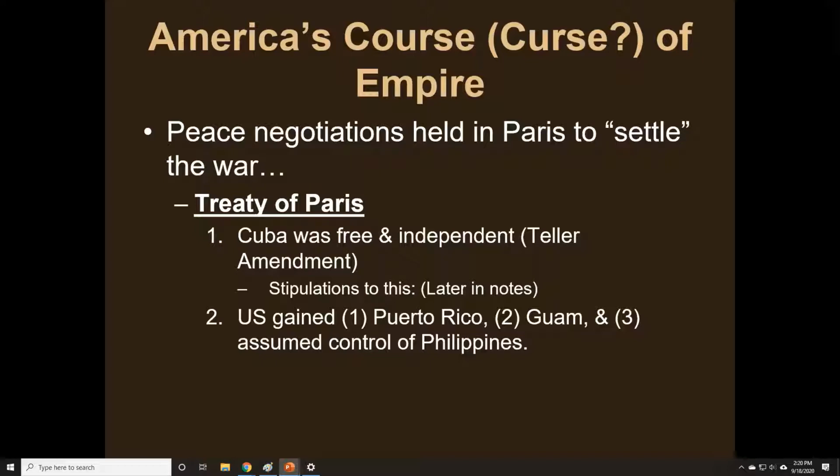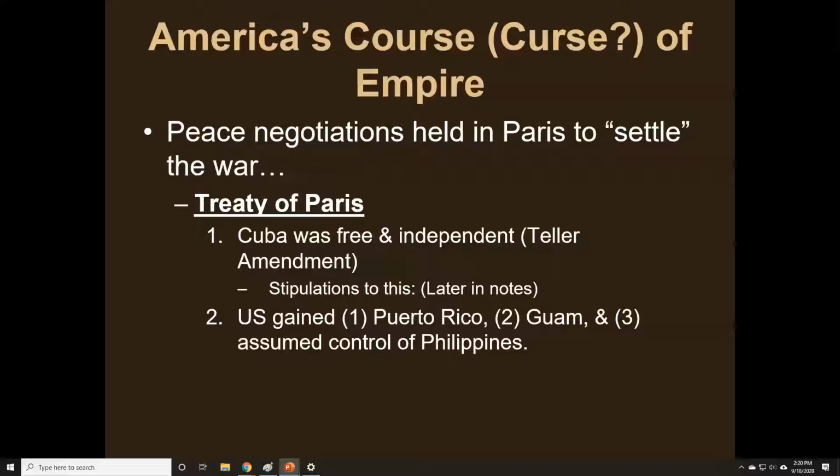So jumping right in with the conclusion of the Spanish-American War in August of 1898, peace negotiations took place between the United States and Spain in Paris. And so the agreement that was reached at the conclusion of these negotiations was called the Treaty of Paris. And we'll have a couple of Treaty of Parises as we go through this class.